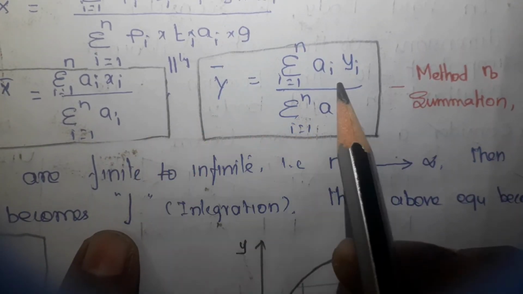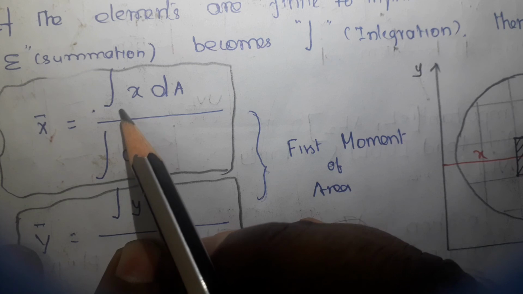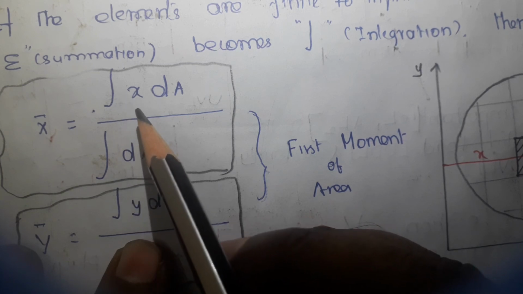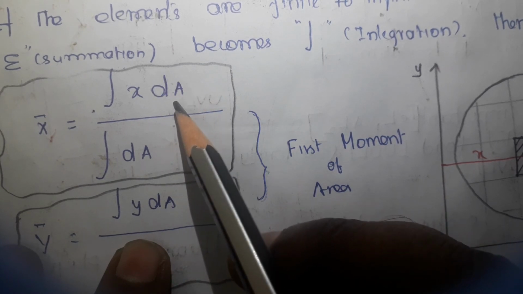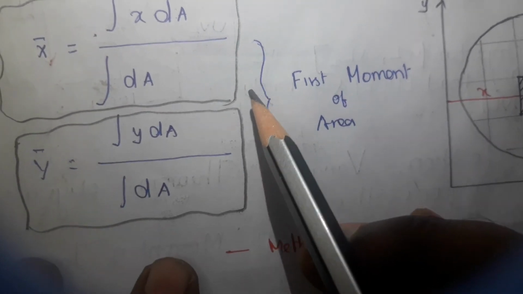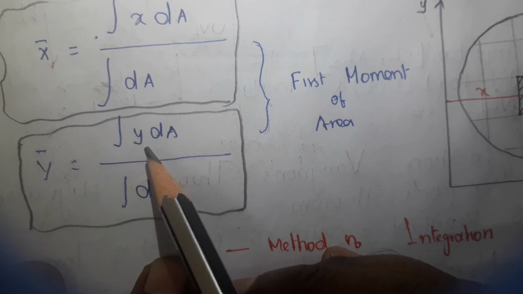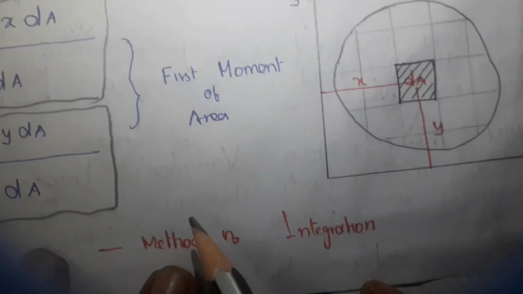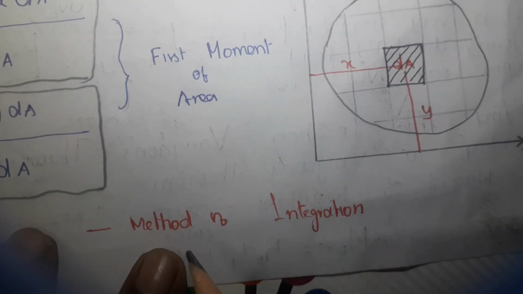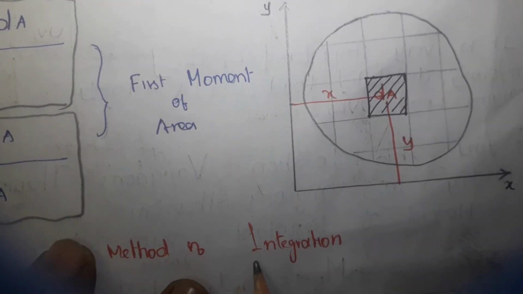Now these two equations will become integrations instead of summations, because I am going to find the infinitesimal area, and x is the perpendicular distance, and this is dA, the area of the small element. Similarly y bar, again the same integration. Here y will come into picture, and dA. Now these two equations are called the method of integration. Method of integration should be used in a place when the number of elements is infinity.